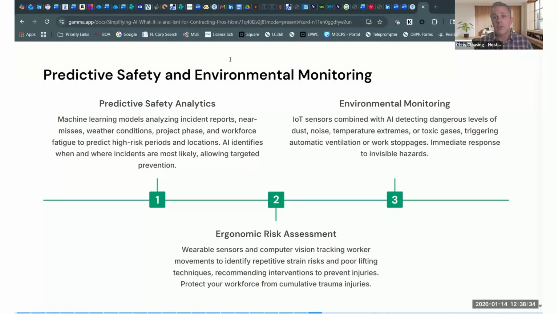Environmental monitoring. That to me is really important because project sites are loud, they're dusty, they're noisy, can be hot. And some of them have very toxic gases or materials on site. So it's good to have these kinds of safety protocols in place if you're a large enough firm to be able to implement those.